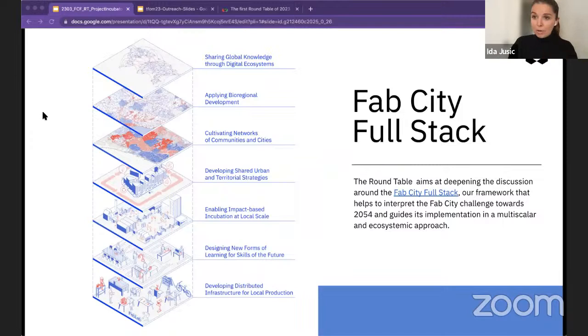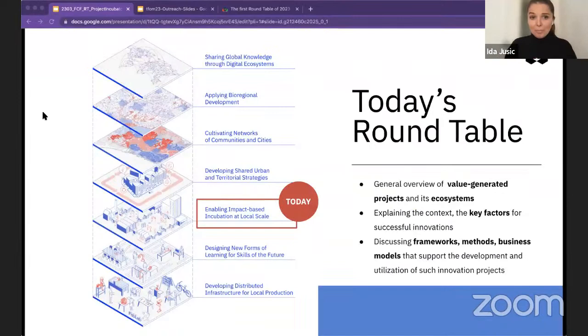About today's roundtable, we'll be focusing on layer 3 of the Fab City Full Stack. You see it here on the left side of the graphic. The aim today is to present a general overview of value-generating projects and their ecosystem, by explaining the context, the key factors for successful innovations, as well as discussing frameworks, methods, business models, and financing models that support the development and utilization of such innovation projects.